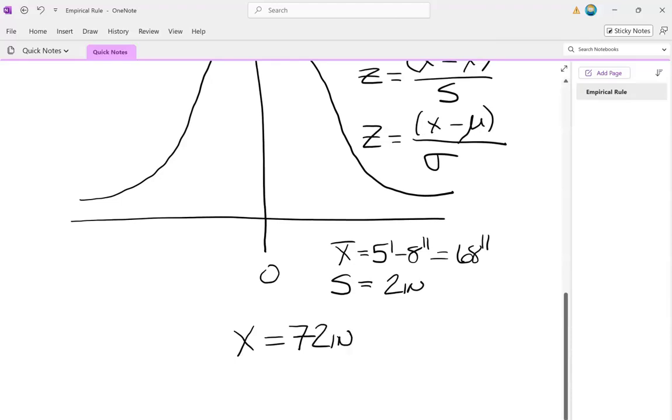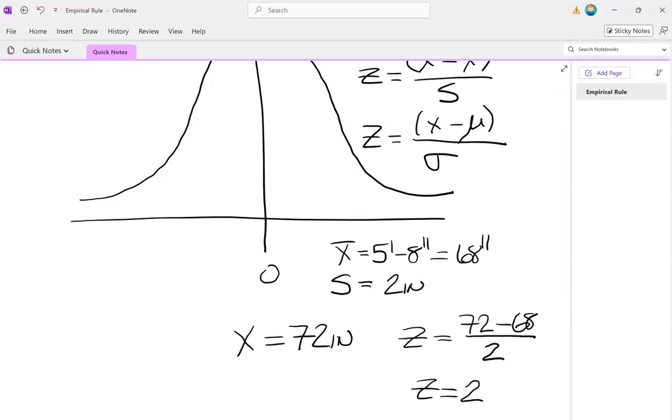If I calculate my z-score for this, my z-score would be my height, which is 72, minus 68, divided by the standard deviation of 2. So 72 minus 68 is positive 4, divided by 2. That would give me a z-score of 2, which means that I am 2 standard deviations above the mean.